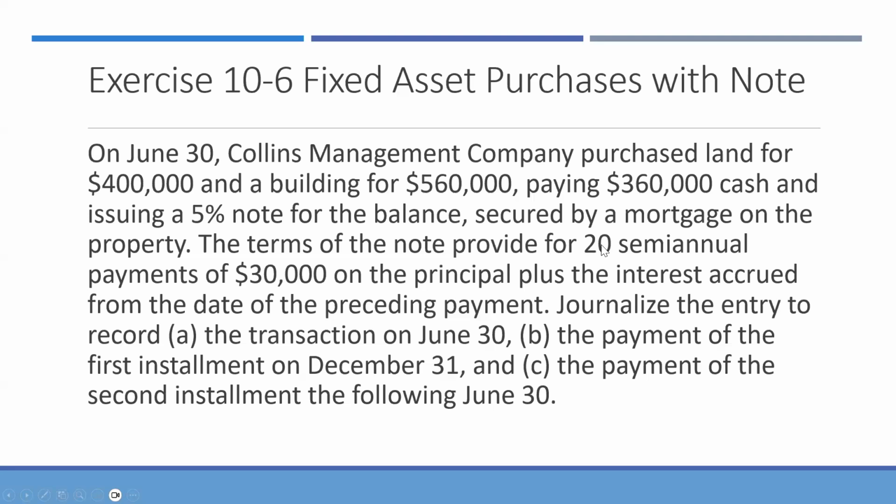The terms of the note provide 20 semi-annual payments. That means every 6 months of $30,000 on the principal plus interest accrued from the date of the preceding payment. Journalize the entry to record the transaction on June 30th, the payment of the first installment, and then the payment of the second installment.